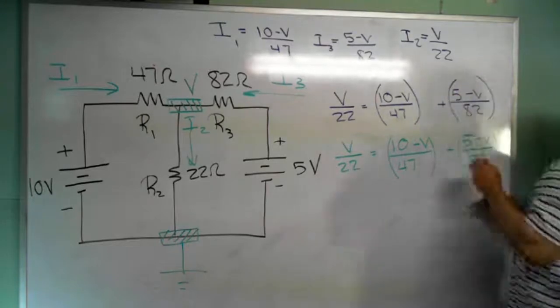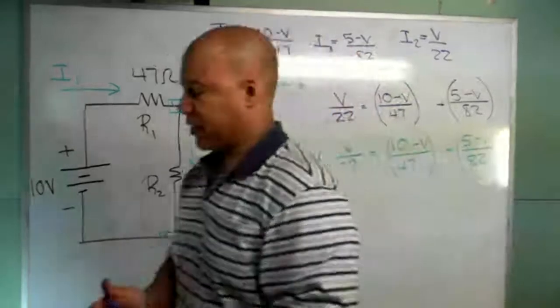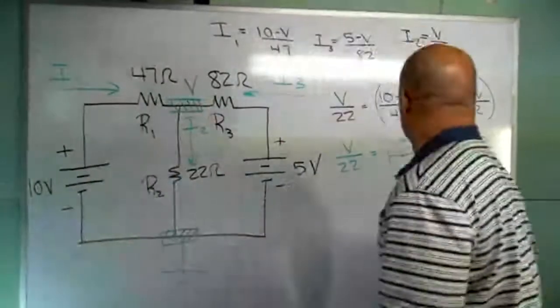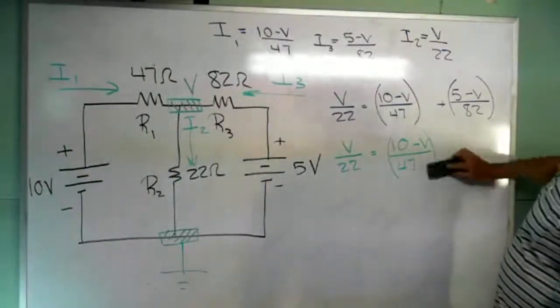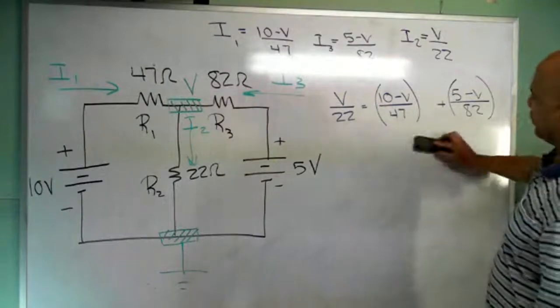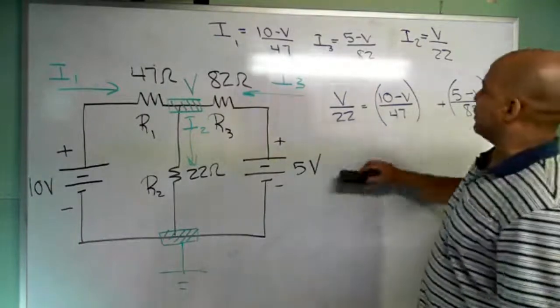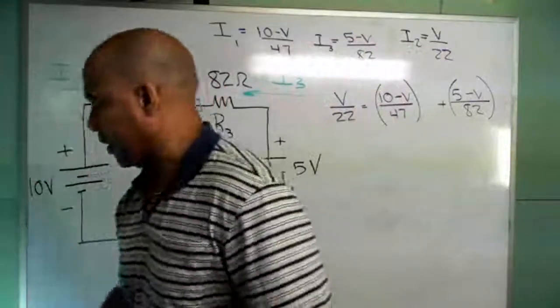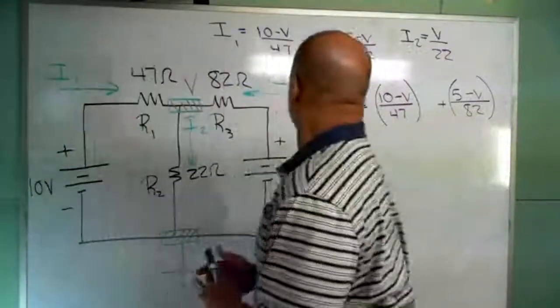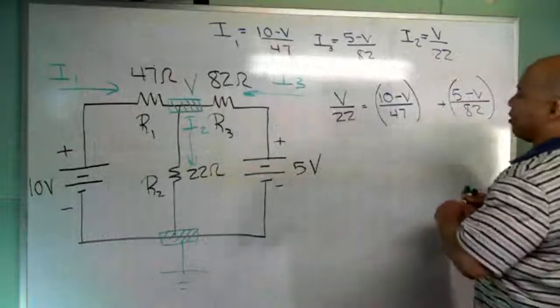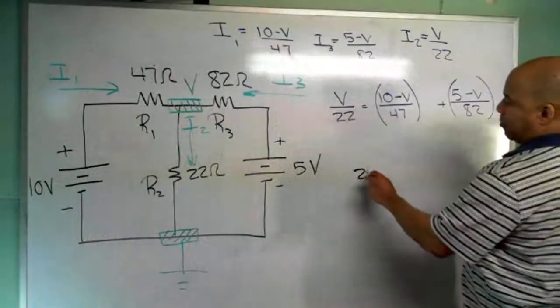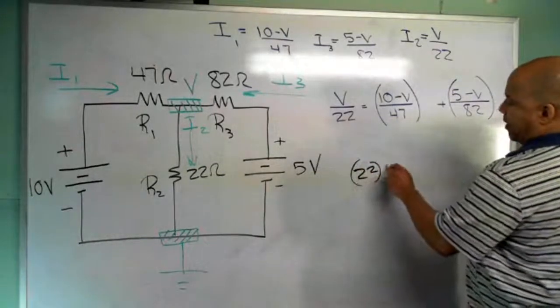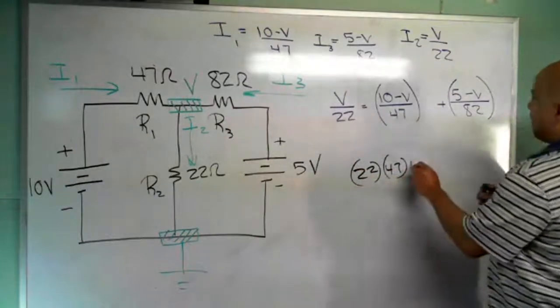All right. So we got to solve this, and it's got those nasty fractions in it. So I don't know how you guys solve something like this, but what I like to do, I'm not even going to try to figure out a common factor, it'll take too much time. I'm just going to multiply every term by 22, by 47, by 82.